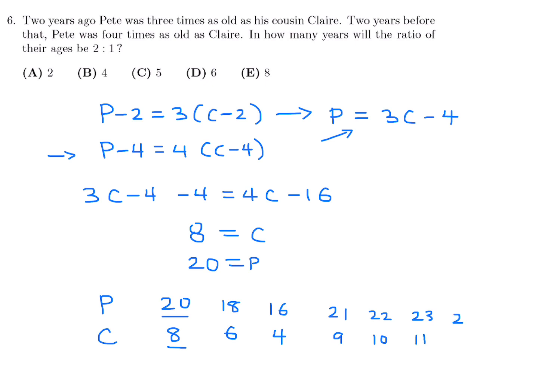And we want to get to a point where the ratio is 2 to 1, and that happens right here when the ages are 24 and 12. And that happens 4 years from now. So 6, the answer is B.